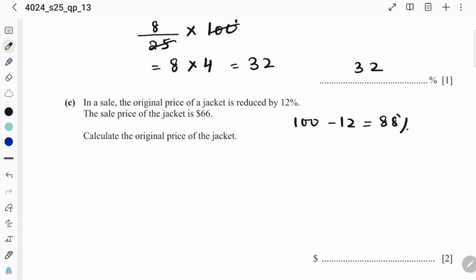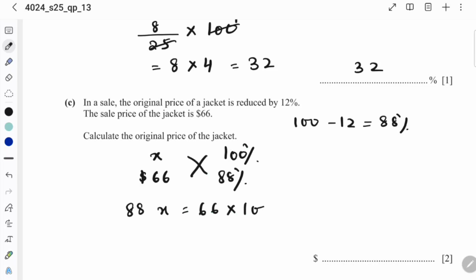The sale price of the jacket is $66. It means that $66 is 88%. And to calculate the original price x, which is always 100%, cross multiply, get your answer. 88x equals 66 into 100, and x equals 66 into 100 divided by 88.